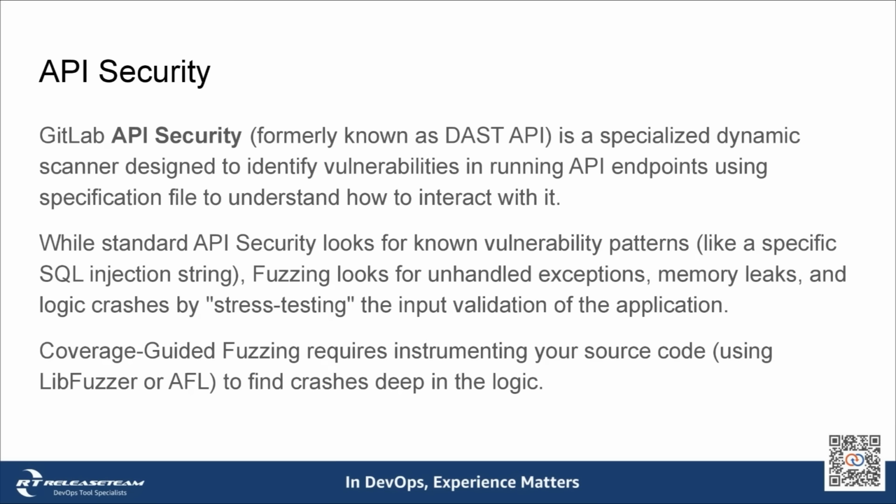GitLab's API security, formerly known as DAST API, and API fuzzing are powered by a proprietary engine developed from GitLab's acquisition of Peach Tech in 2020. The core technology behind these scanners is the Peach Fuzzer, a highly sophisticated smart fuzzer that understands your API specification to build a testing plan for your API.